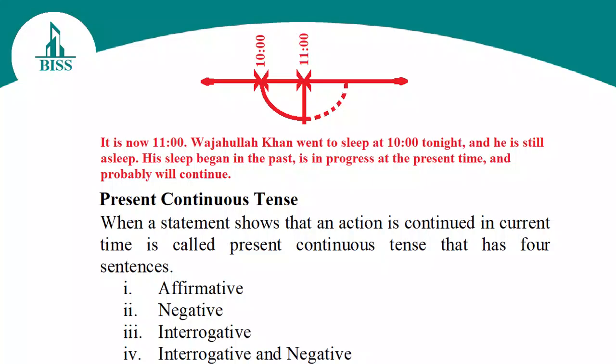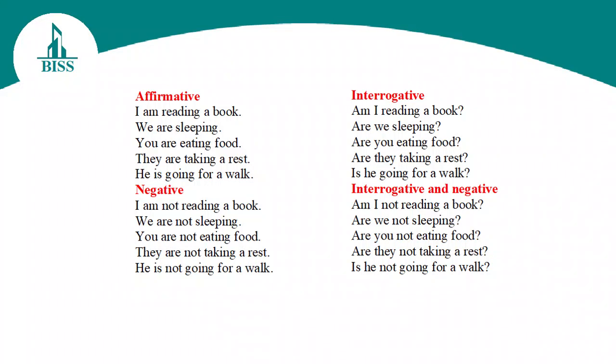Present continuous tense. When a statement shows that an action is continued in current time, it is called present continuous tense. It has four sentence types. Affirmative. I am reading a book. We are sleeping. You are eating food. They are taking a rest. He is going for a walk.